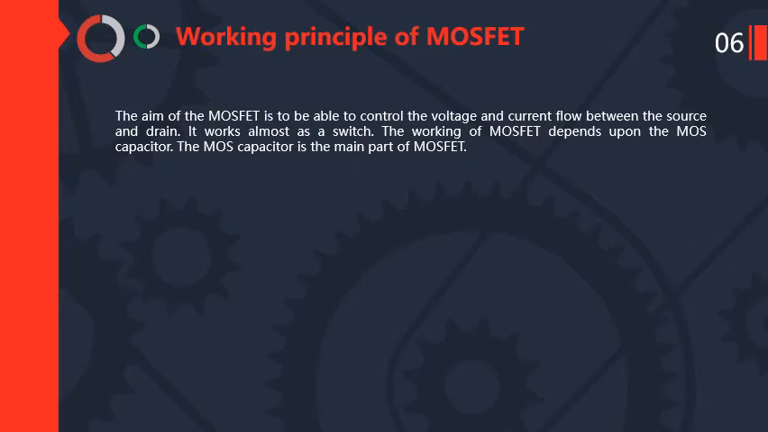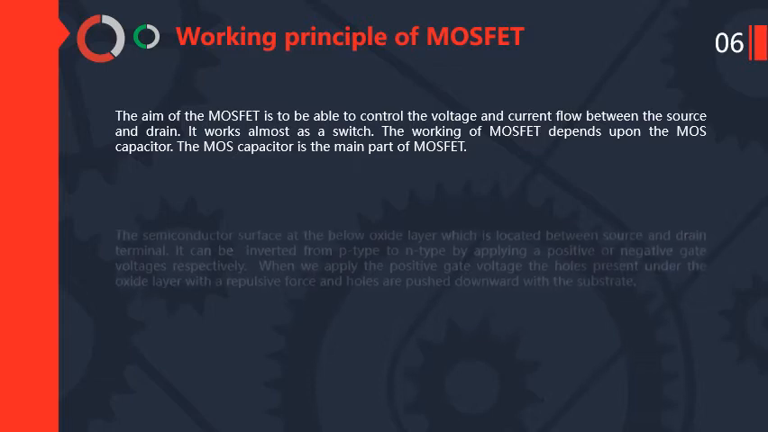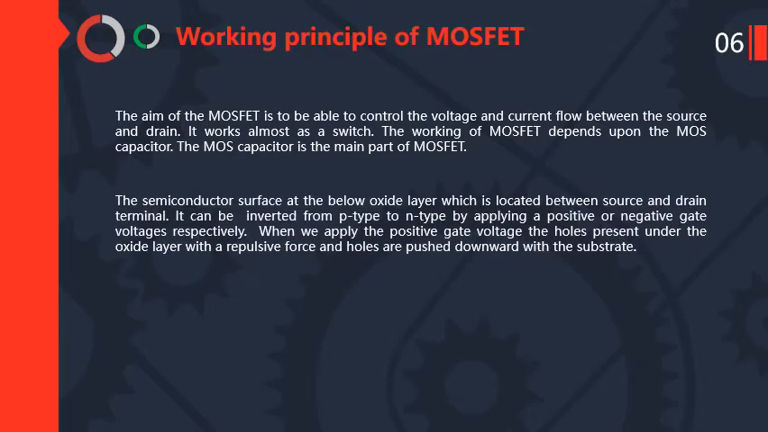The working of MOSFET depends upon the MOS capacitor. MOS means metal oxide semiconductor capacitor. The MOS capacitor is the main part of the MOSFET. The semiconductor surface below the oxide layer, which is located between source and drain terminal, can be inverted from P-type to N-type by applying a positive or negative gate voltage respectively.